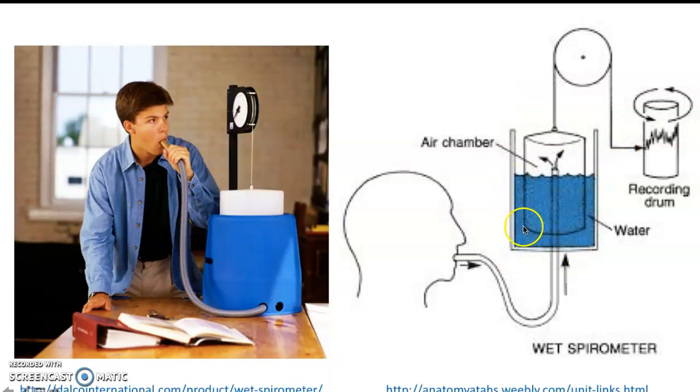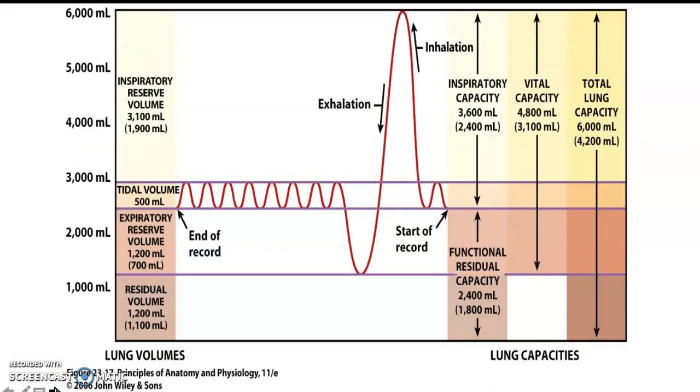This is called a wet spirometer because you're making these measurements in a small tank of water. Now, what would a recording that you got from an instrument like this look like? Well, we would call it a spirogram, and it would look something like this.